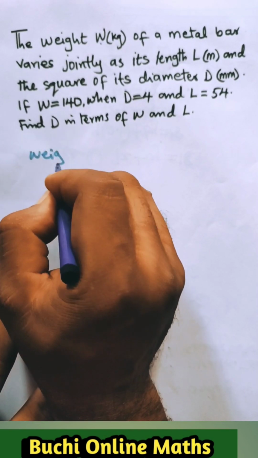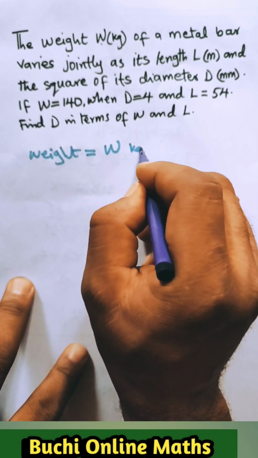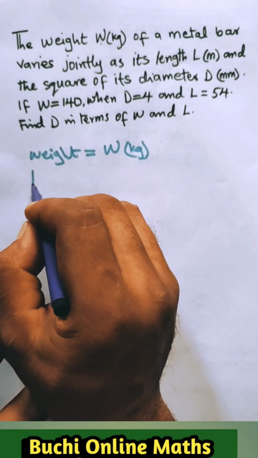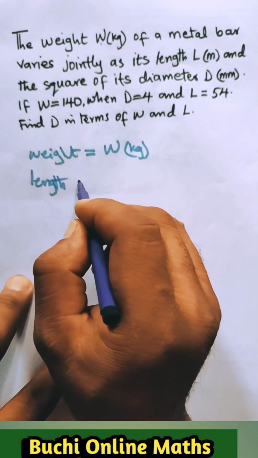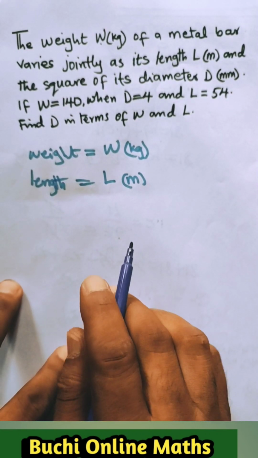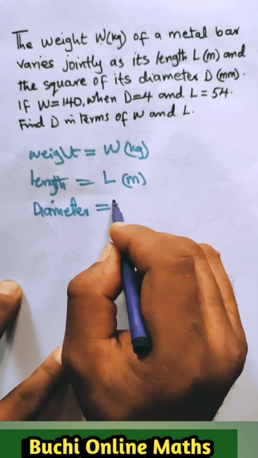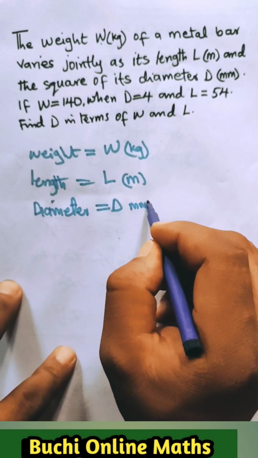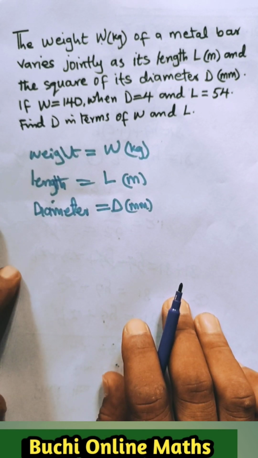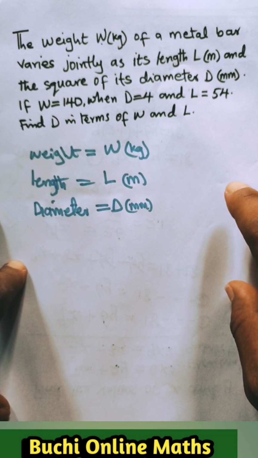Weight is given to us as W. Remember, W is measured in kilogram. Then the length is given to us as L, so we put down our length, which is L, and length is measured in meters. Then the next thing is the diameter. Diameter is given to us as D, capital D, and it is measured in millimeters. So these are the things given to us, and we are going to use them to find the relationship between D in terms of W and L.